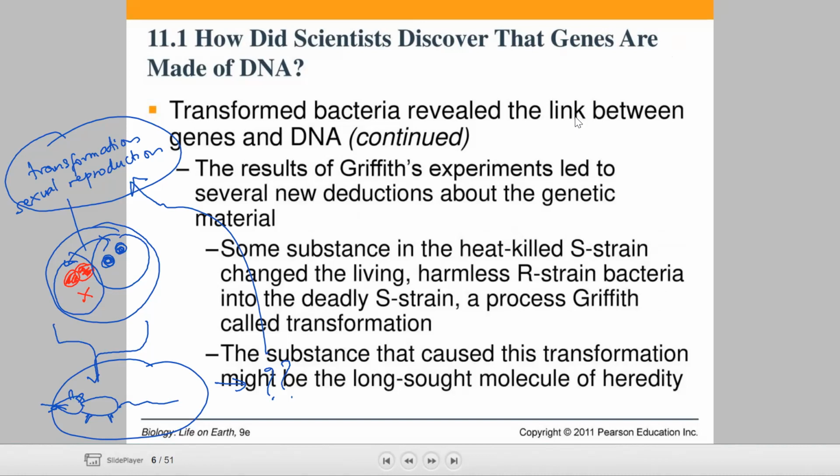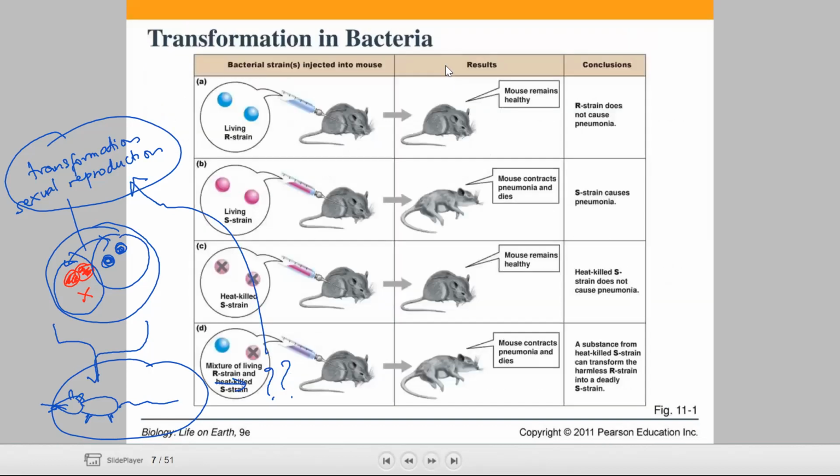We know that there is some substance in the heat-killed S strain that changed the living harmless R strain bacteria into the deadly S strain, a process Griffith called transformation, right? The substance that caused this transformation might be the long sought molecule of heredity. So we already found the candidate molecule.